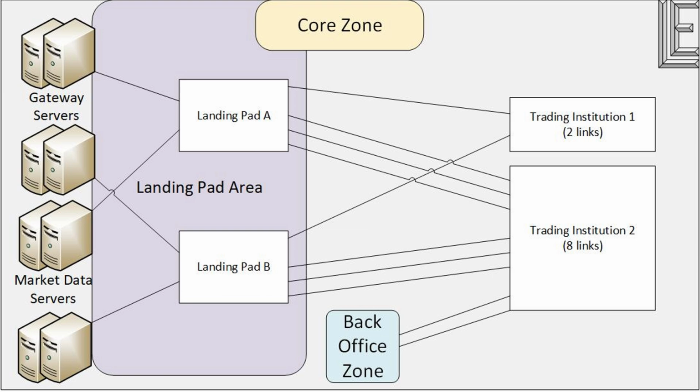Trading traffic includes orders and pricing requests, and this is all destined for the core zone. Market data traffic comes from the market data servers in the core zone, but this may also include retransmission requests where the messages have been lost in transit.